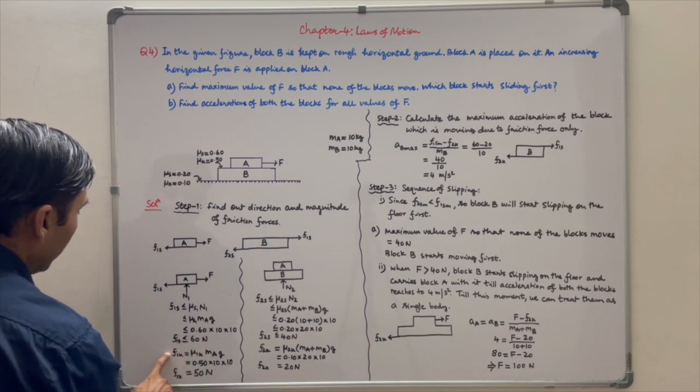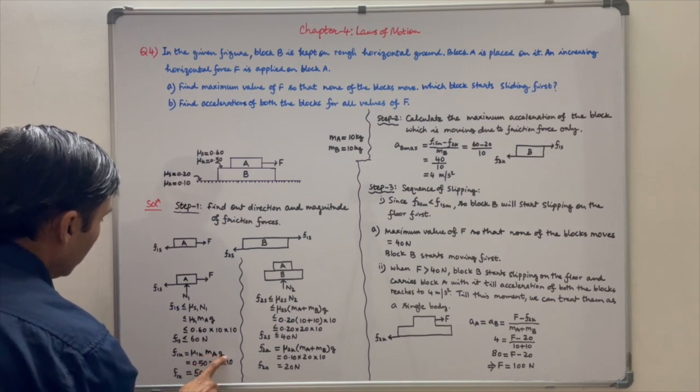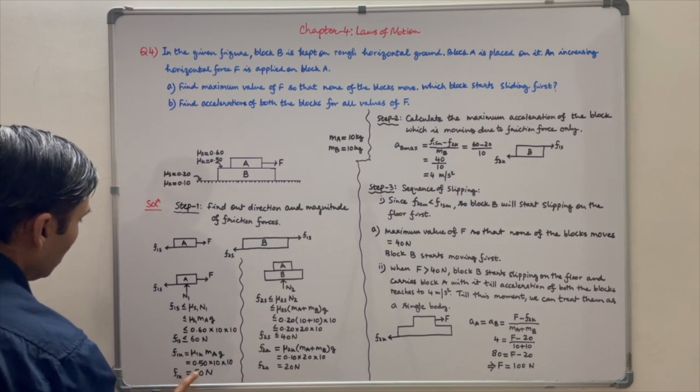Similarly, we can calculate F1K. F1K is equal to mu1K into MA into G. Value of mu1K is given as 0.50. So F1K is equal to 50 Newton.